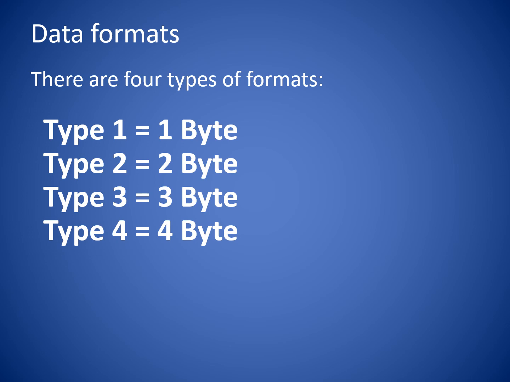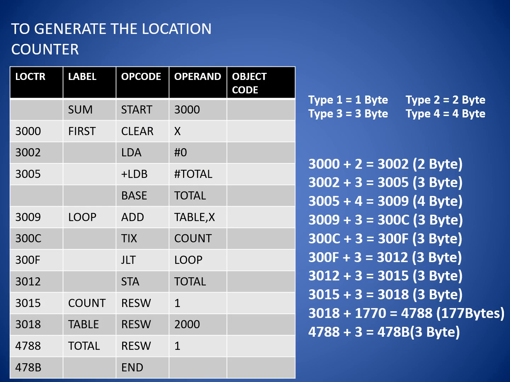For the SIC machine, we have four types of formats: type 1, type 2, type 3, and type 4. Type 1 is 1 byte, type 2 is 2 bytes, type 3 is 3 bytes, and type 4 is 4 bytes. Starting with the problem, firstly we need to generate the location counter. After generating the location counter, we can find the object code and convert the object code to the object program. The operand value is 3000, so the first location counter value is 3000.